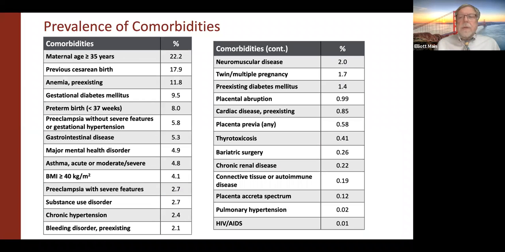So this gives you a sense of what the prevalence of the comorbidities are. They range in frequency from advanced maternal age, 22% of the population in California, down to HIV/AIDS, which is 1 in 10,000 patients in California. Prior cesarean is about 18%. Pre-existing anemia is pretty common, and this is going to be an important issue that we remember for this project and for others going forward. But this gives you a sense of how often some of these are. Next slide.